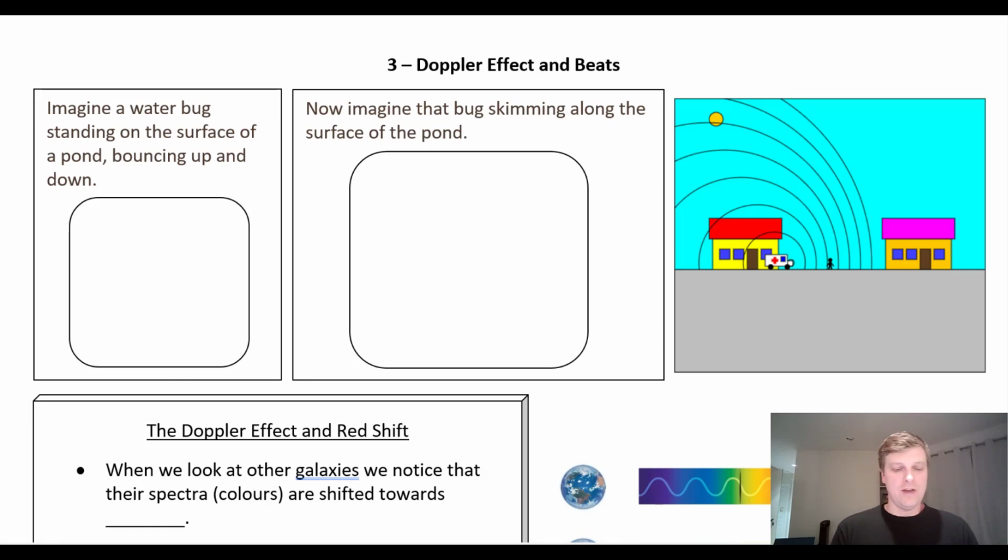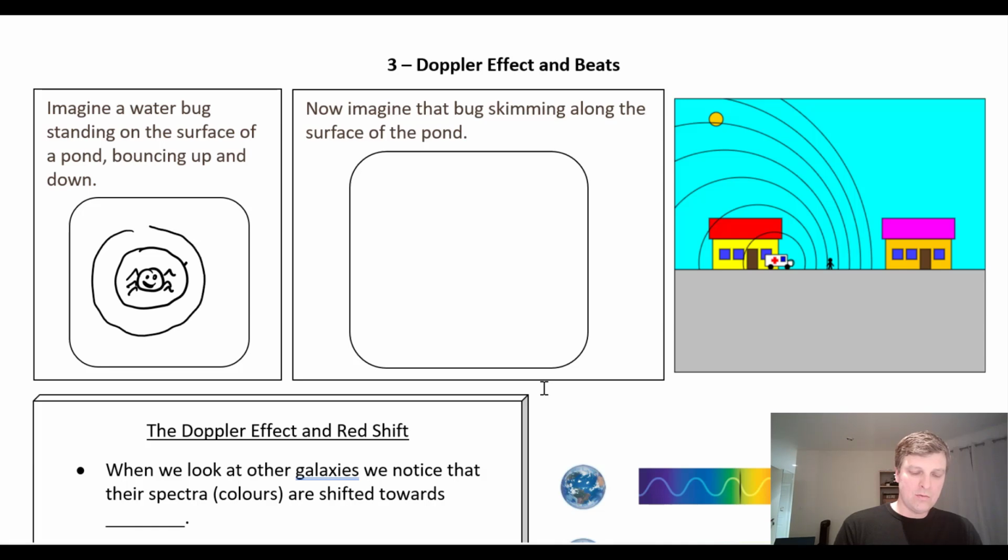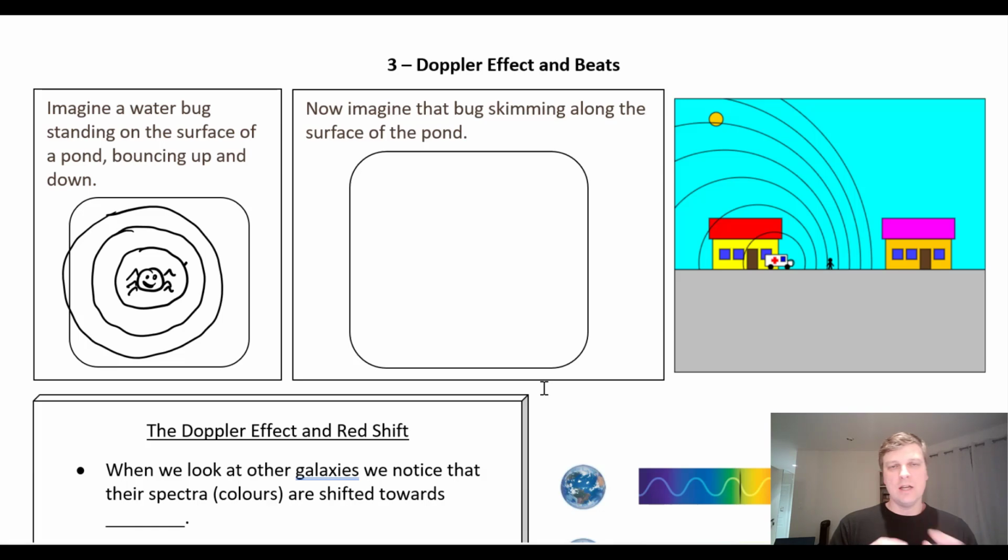So for the Doppler effect, imagine that we had a little water bug. We've got a happy little water bug, and he's so happy because he just keeps bouncing up and down on the surface of the water. As this bug bounces up and down, he's making little ripples, and those ripples are going to travel away from him in concentric circles. Since the waves travel away at the same speed, the separation between them, the wavelength, would be the same regardless of where you are around the little water bug.